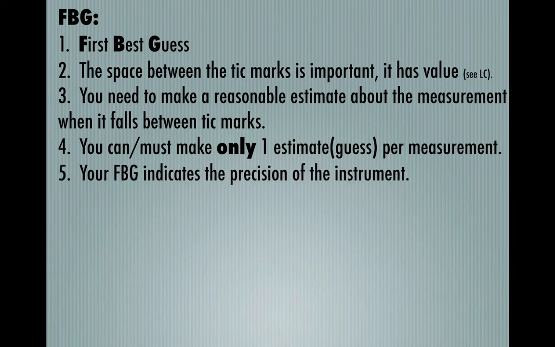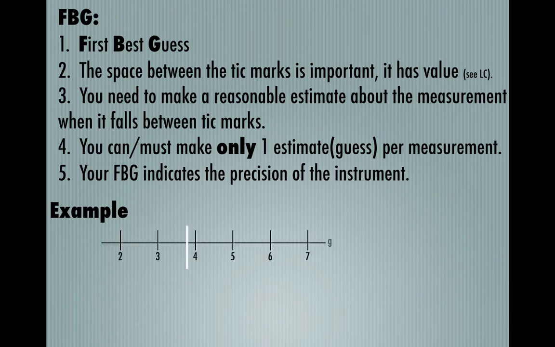Okay. Why are we doing this? Well, it's because your guess, your first best guess, indicates to the reader and to you how precise the instrument is. Way back when we talked about the fact that if an instrument can read out to more decimal places, then it's more precise than an instrument that can't read out that many decimal places. So the first best guess tells the reader the precision of the instrument you're using. So let's do an example.